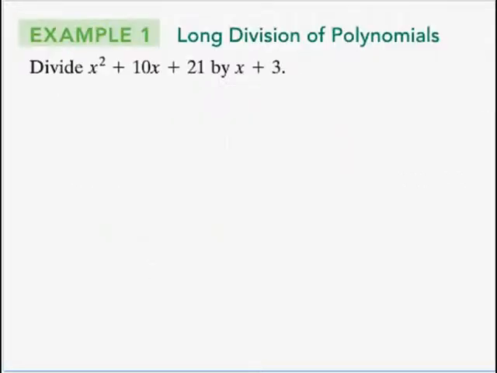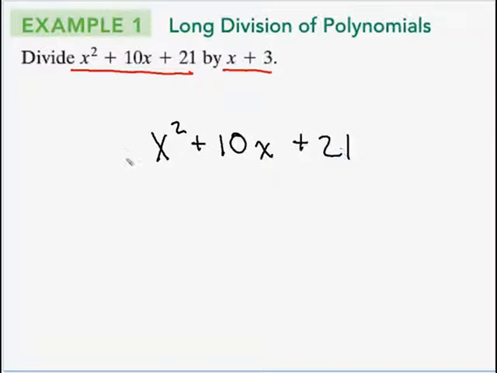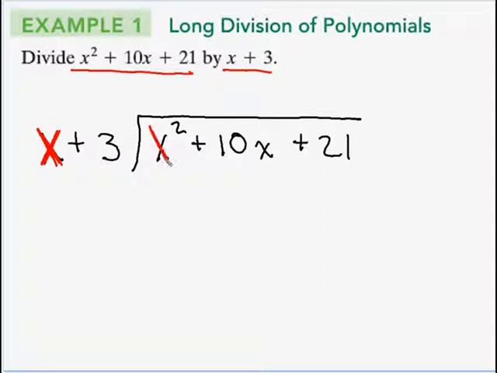All right, let's try it out. And this is the one we just saw on the previous page. We're going to divide this trinomial by this binomial. So let's write it out. x squared plus 10x plus 21. And we are going to divide that by the binomial x plus 3. I like to just say concentrate on these leading terms. The leading term of the binomial is an x, and for now our leading term here is x squared.